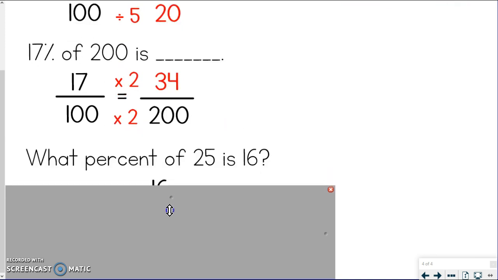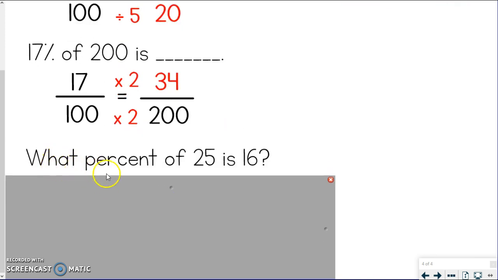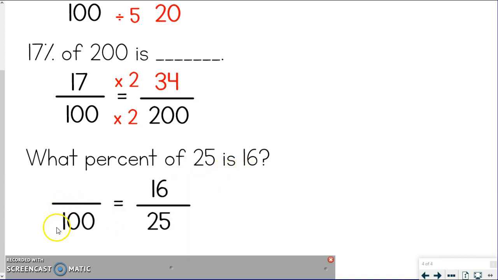All right, last one we're going to look at. This one says, what percent of 25 is 16? So this time I don't know the percent, and I don't see a percent sign with these numbers. So I know I'm going to put blank over 100. And then if I look, it says of 25, so that goes on the bottom, and then is 16, so it goes on top. So I have blank over 100 equals 16 over 25.